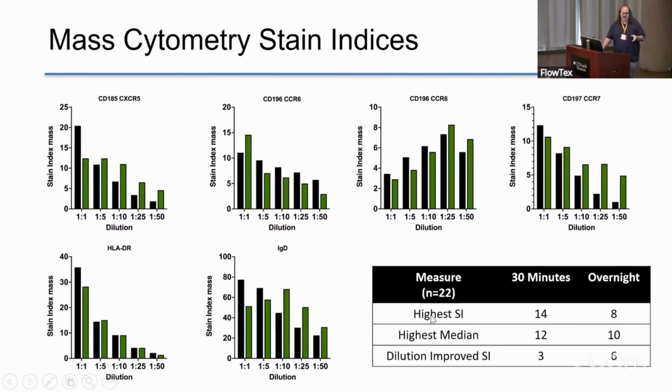Of the 22 that we were able to do stain index on, 14 of them were actually better using the 30 minutes, and only 8 of them were improved by using overnight staining. So my results are completely and utterly different for mass versus what they were for fluorescence. And once again, it's because of that high background that we saw pretty much any time we did an overnight stain.